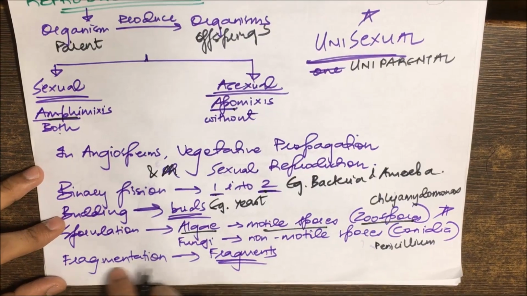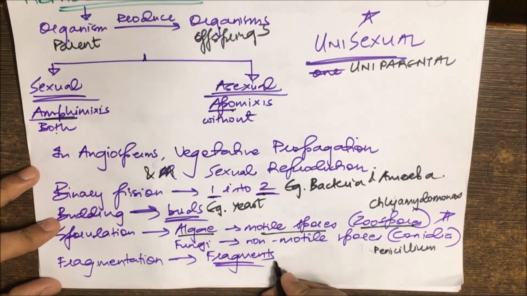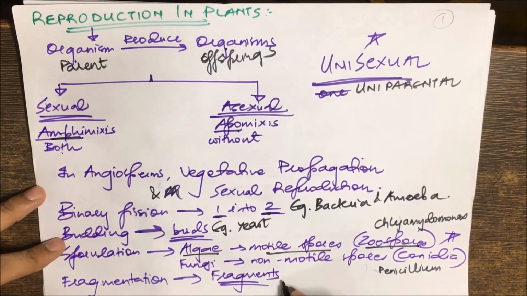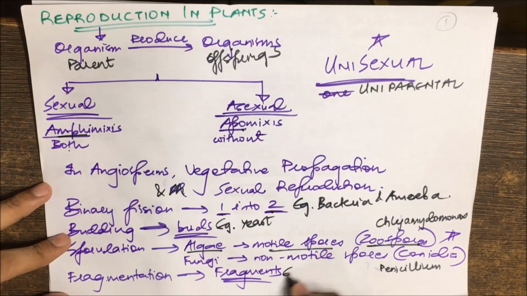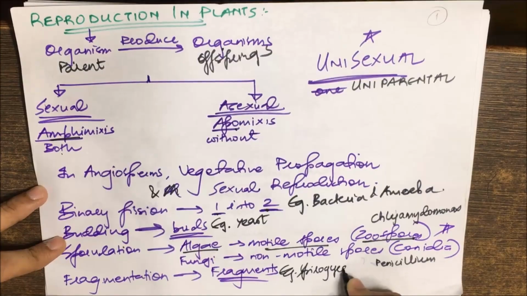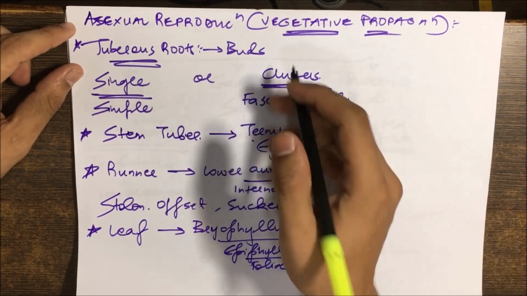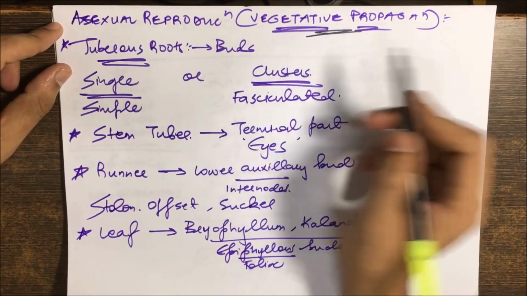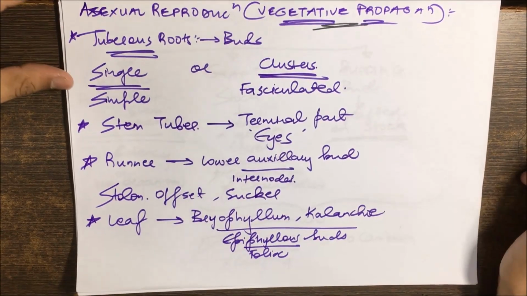The next method is fragmentation, wherein a single filamentous organism breaks into several fragments which develop or grow into a new organism at a later stage, which may be seen in case of filamentous organisms like the Spirogyra. Now we'll be talking about some of the asexual reproduction methods or the vegetative reproduction or propagation methods which are seen in angiosperms, which we talked about earlier.